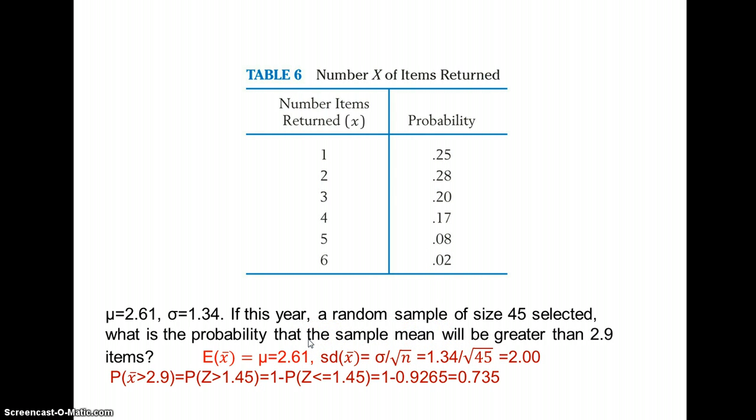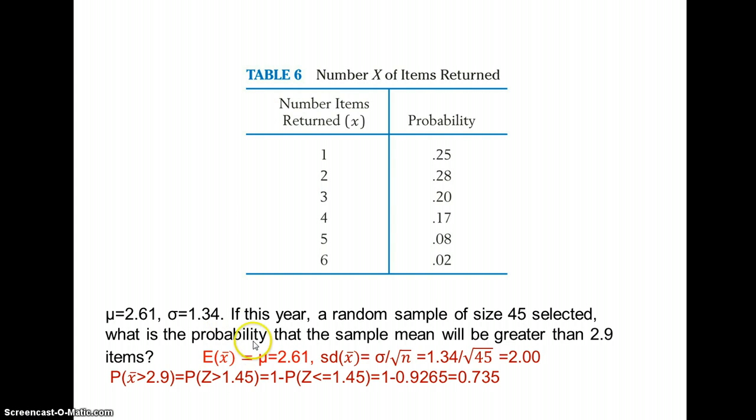that the average number of items returned is greater than 2.9 items. So it's almost 3 items. So what's the probability that the sample mean will be greater than 2.9? What's the probability of the customers' average number of returns being bigger than 2.9 items?